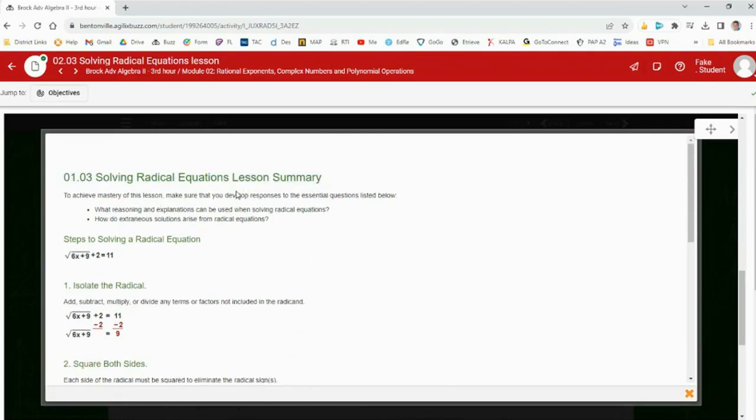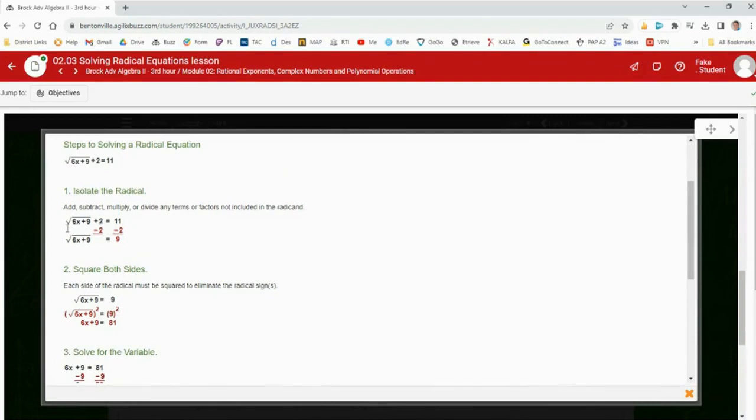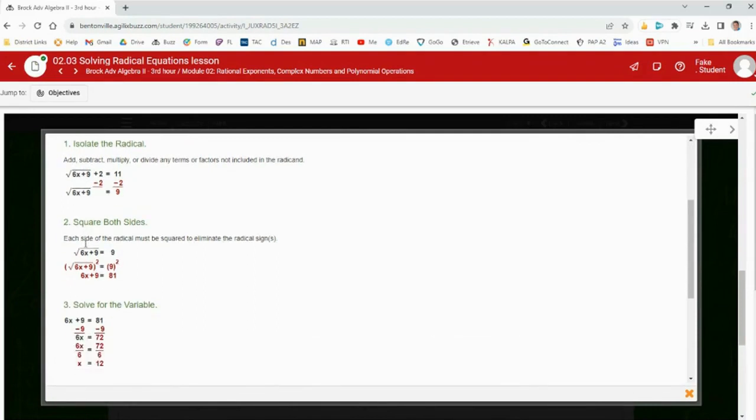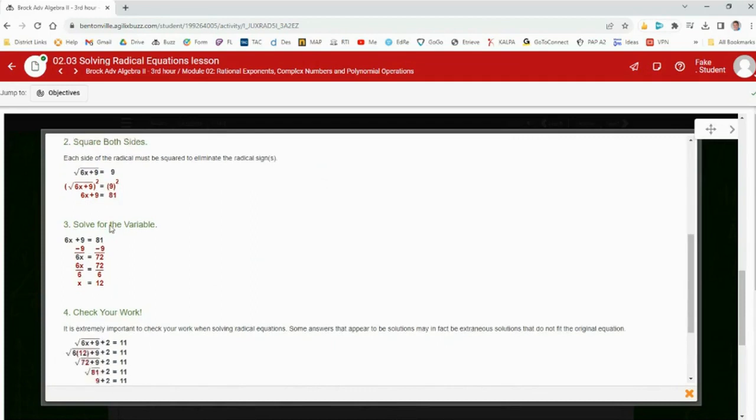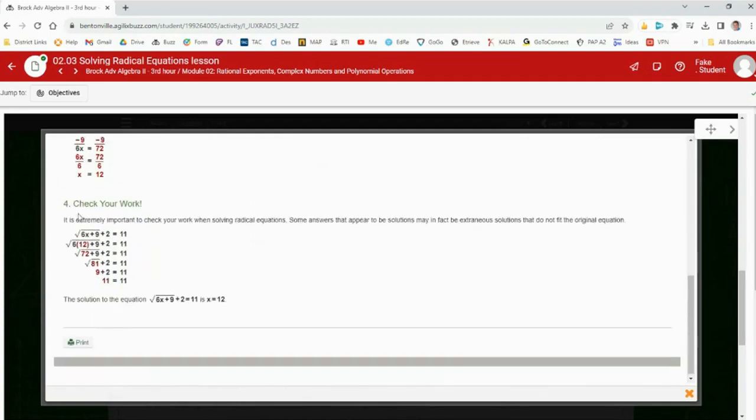Okay, lesson summary. Steps to solving. They give you an example problem. First, isolate the radical. So it's the only thing on that side of the equal sign. Square both sides. Solve for the variable, x in this case. And then you have to check it to make sure we don't throw out any solutions as extraneous.